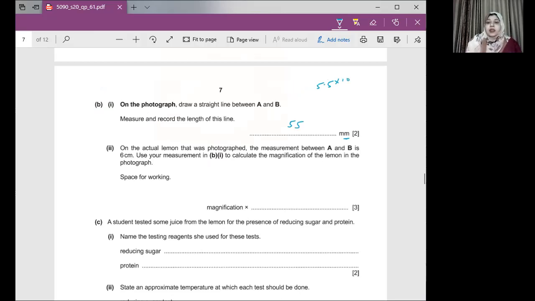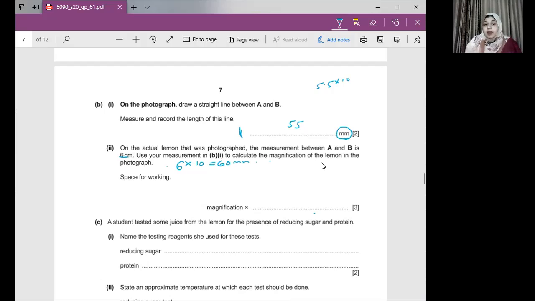Now, on the actual lemon that was photographed, the measurement between A and B is 6 centimeter. Use your measurement in B1, this is B1, to calculate the magnification of the lemon in the photograph. In this question, we solve according to the examiner, it should be in millimeter. So first of all, we have to convert 6 centimeter into millimeter. It means 6 into 10, 60 millimeter, right?